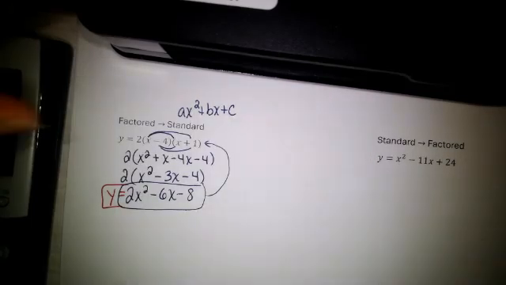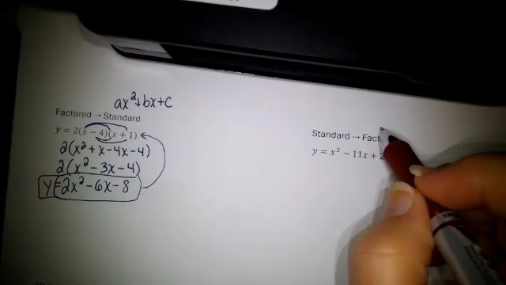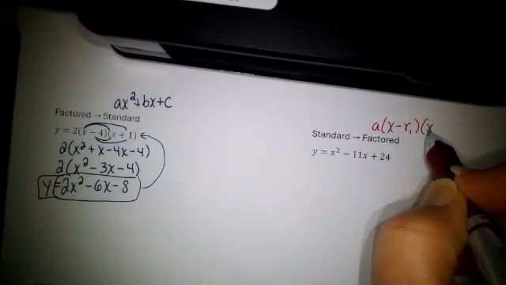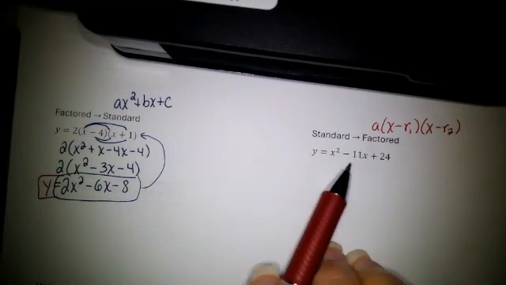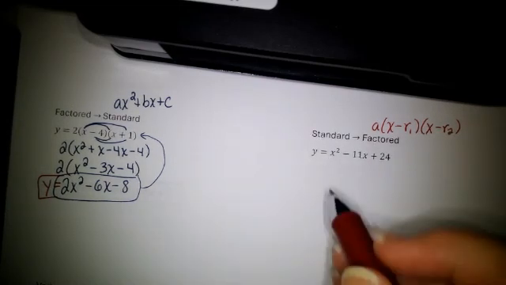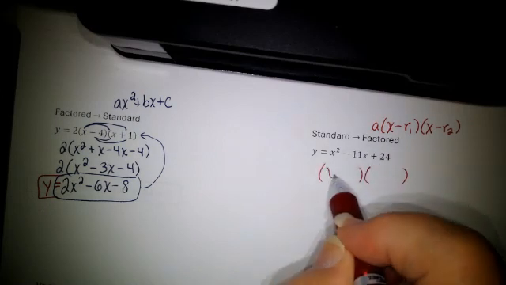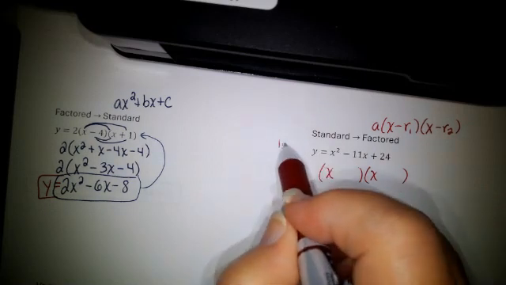All right, next up, we're going to go from standard form to factored form. So factored form was always going to have the x minus r. So this is what we've been working on since the beginning of school. We're just going to factor this. So if you wanted to go to your box, you could. We're going to find factors of 24 that add up to negative 11.